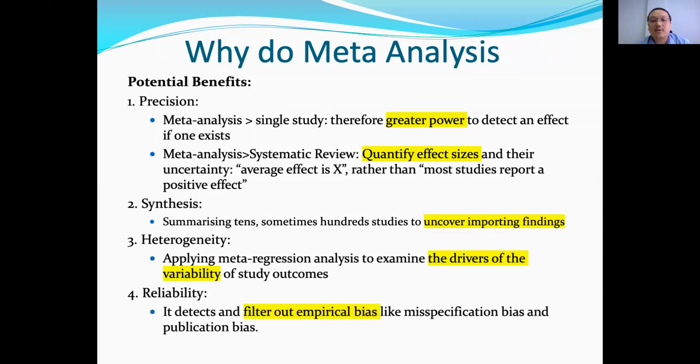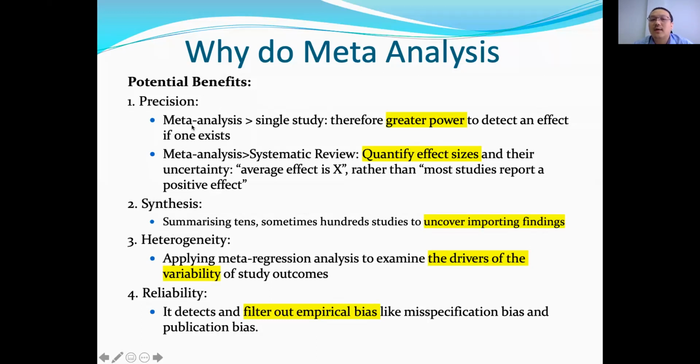And this tells us, because of the issue we are facing, to address the difficulty we are facing, meta-analysis is introduced. Okay, why does meta-analysis matter to economic finance research? Because it brings four potential benefits: precision, synthesis, heterogeneity, reliability.